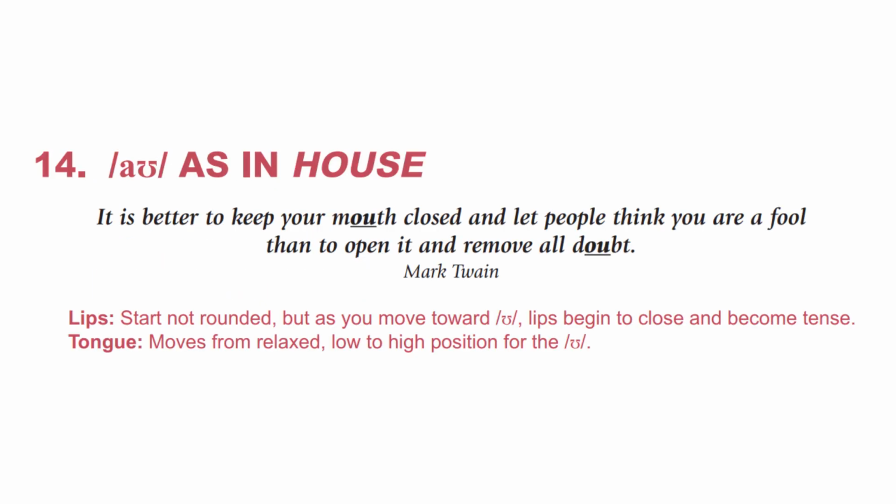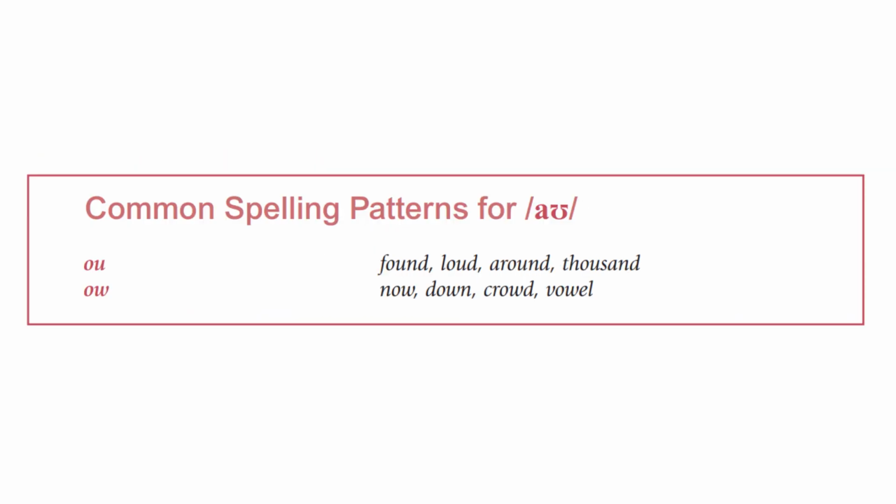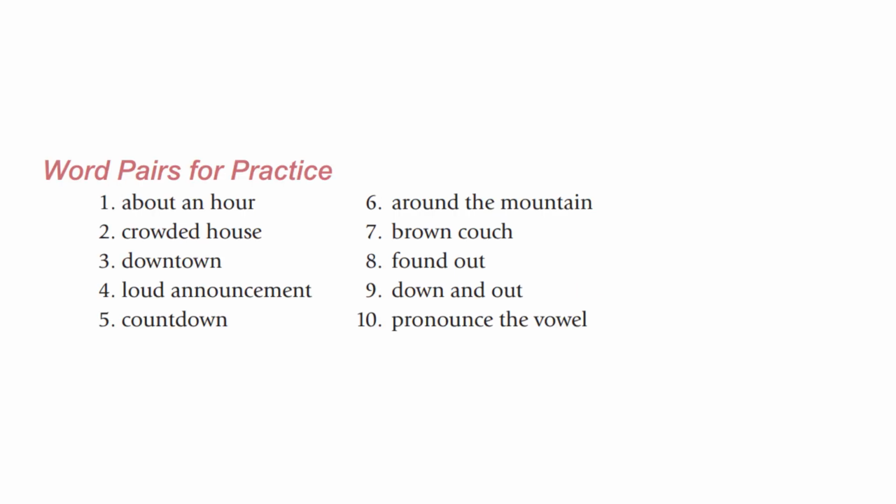Ow, as in house. For the ow sound, the lips are not rounded, but as you move toward the second part, the oo, the lips begin to close and become more tense. The tongue moves from a relaxed low position to a high position. The common spelling patterns for this sound include OU, as in found, loud, around, thousand, OW, as in now, down, crowd, vowel.